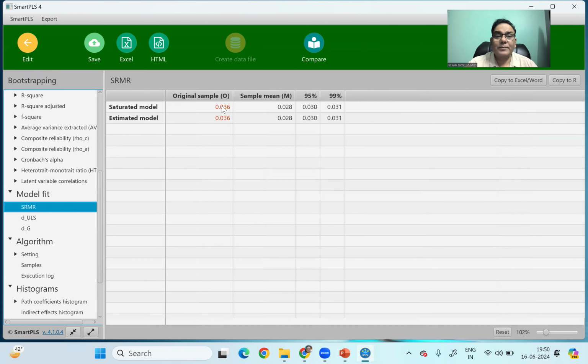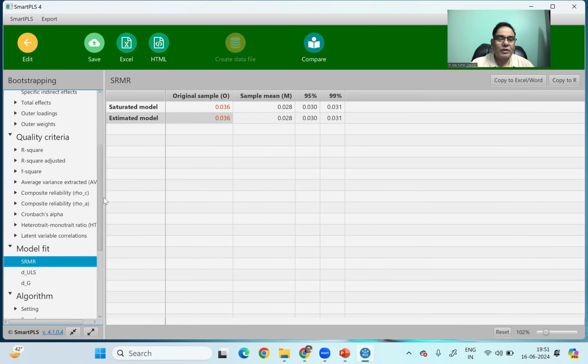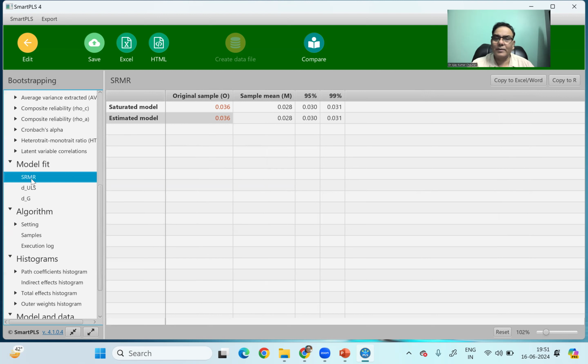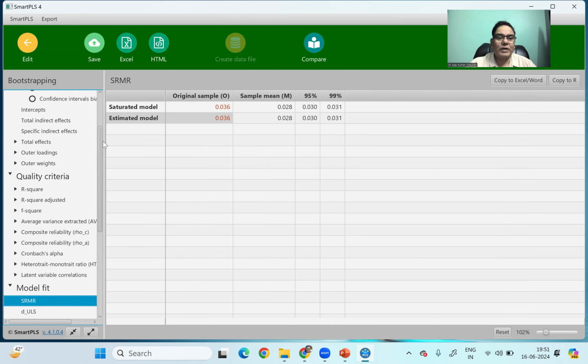Okay. So SRMR of the sample estimated model is 0.036, which is good. We know that whenever the SRMR is less than 0.05, it is considered to be a good model. Although all other values are not coming, only SRMR is coming. So you need to report SRMR for the model. And some values I will explain in the next session, that what is R square, F square, R square.